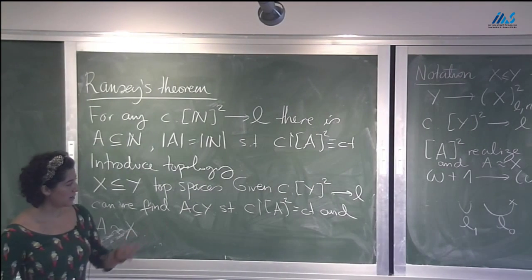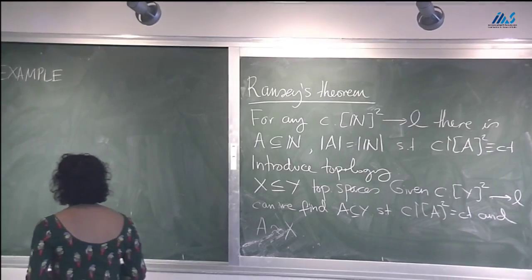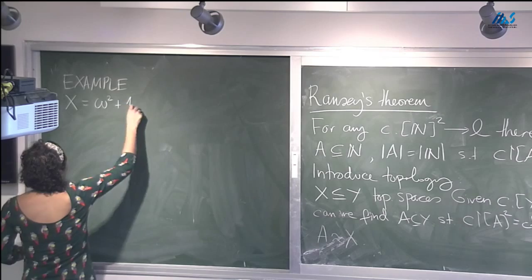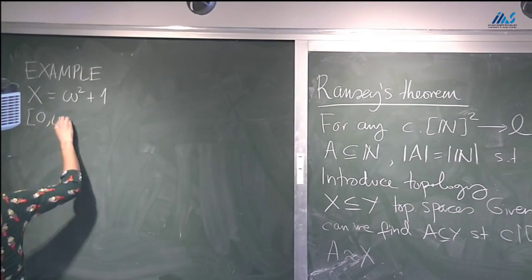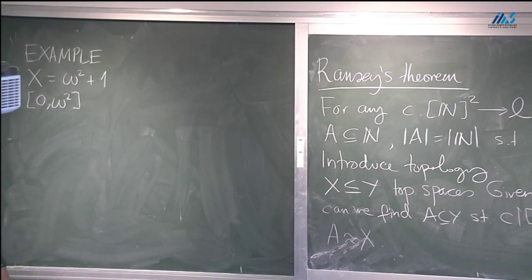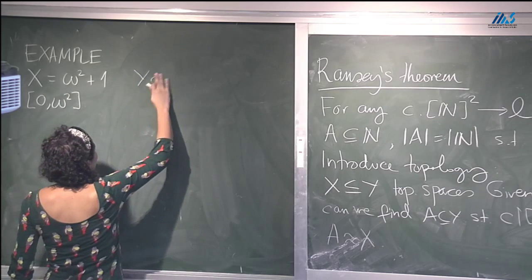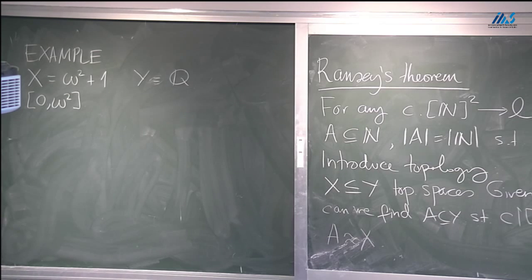Okay, so let's think about another example. Say we are looking for copies of omega squared plus 1. That's my X. So this is the interval 0 to omega squared with the order topology. And so I can see this as a subspace of the rationals with the order topology. In the rationals, I can find homeomorphic copies of any countable ordinal.